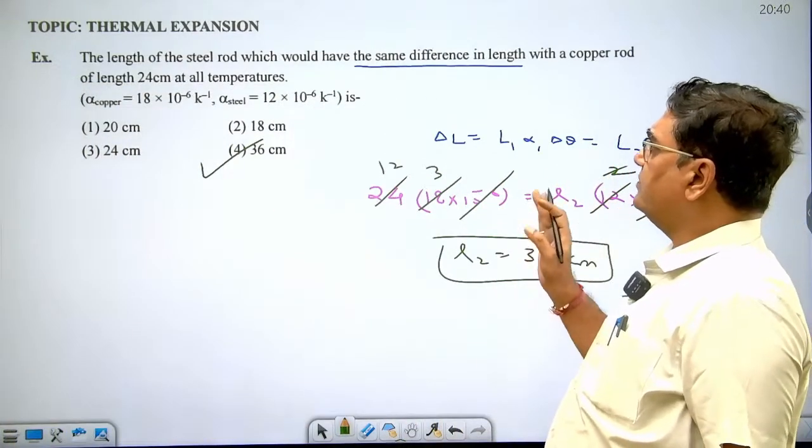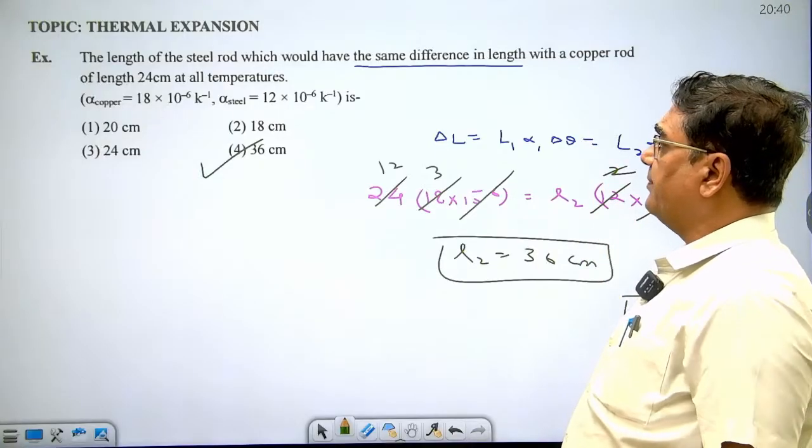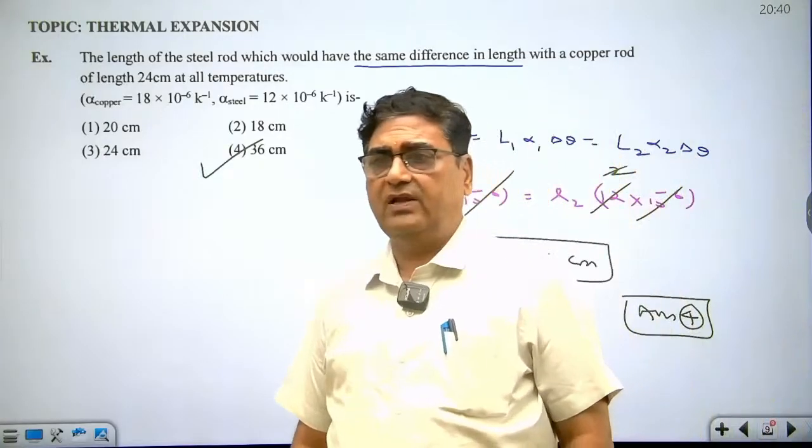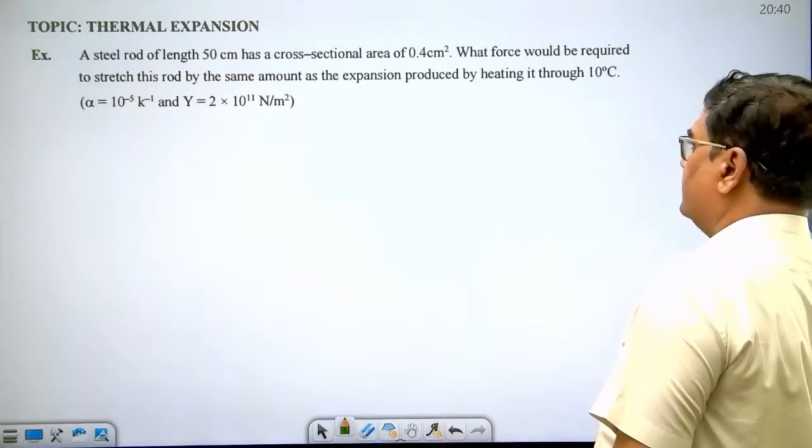So whenever the change in length remains the same, you can directly apply L1 alpha 1 equal to L2 alpha 2. You can use this equation directly.